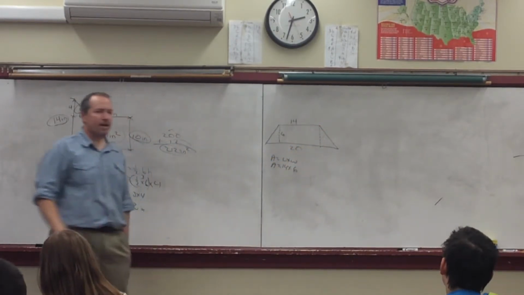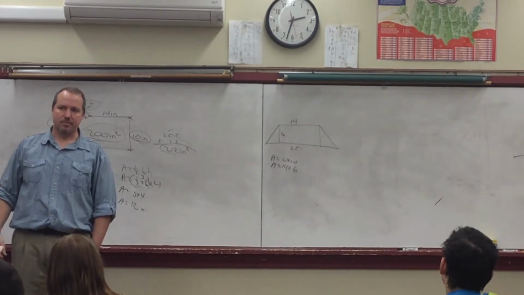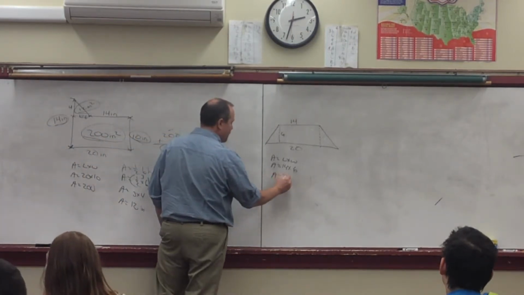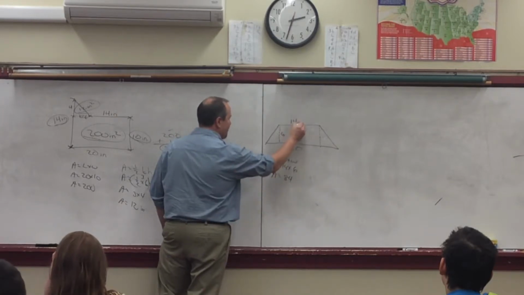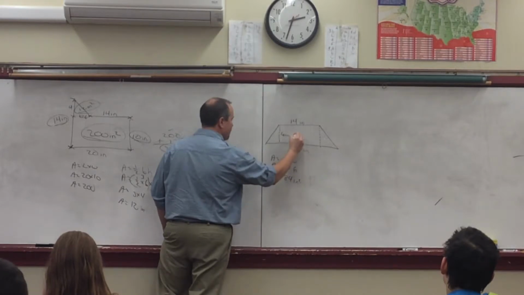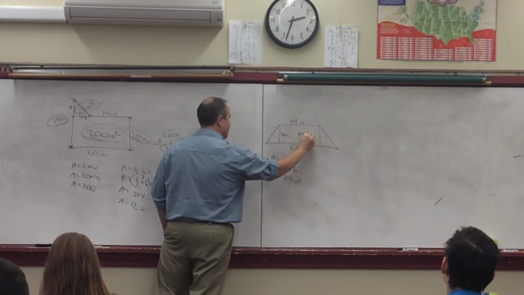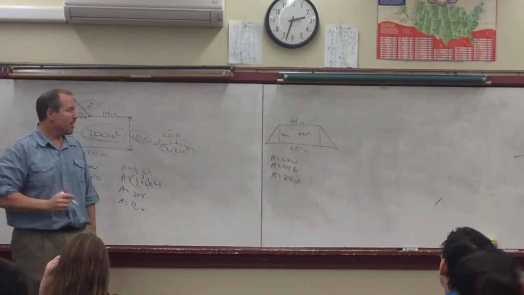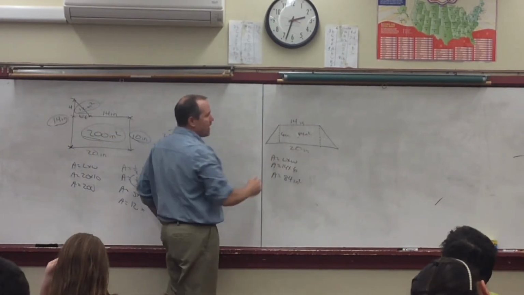Because I can make a rectangle out of that shape. And so 14 times 6 would be 84. If these are in inches, it'd be 84 inches squared. Now, we have triangles.